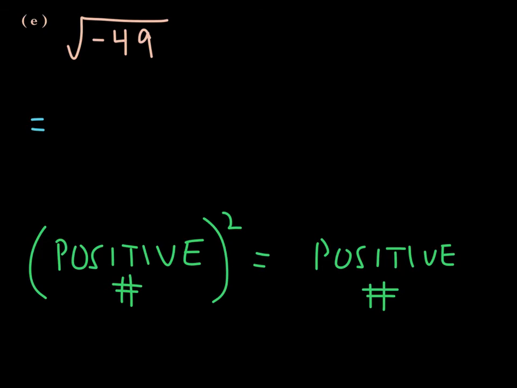Because whenever you square something, you will get something positive. So it's impossible to find a positive real number square root for negative 49. Because, once again, when I square it, it's going to become a positive answer. So it's impossible to get negative 49 when we're talking about real numbers. So we're going to say this is not a real number. Not a real number. That's your answer. This is not a real number.